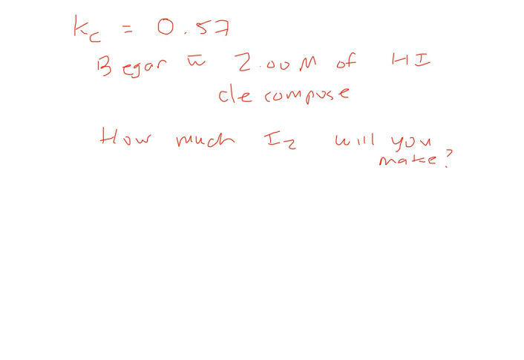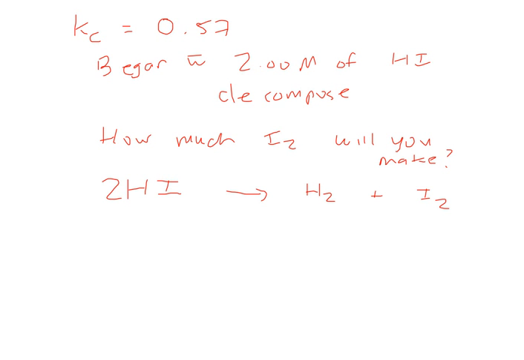So this would be the other kind of thing we've worked on so far. The first thing I'd recommend is to make yourself an ICE table, but you need to have your balanced equation. If you're starting with hydrogen iodide and it's going to decompose, it'll turn into H2 and I2, and you better have two of those.